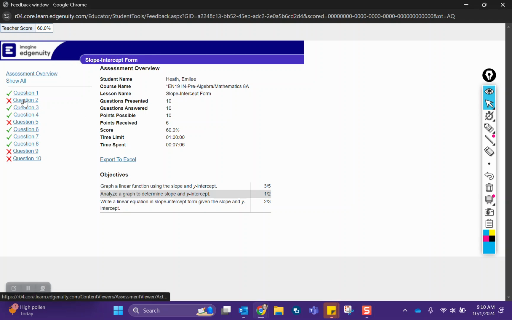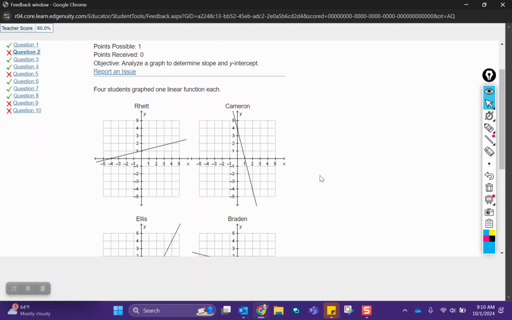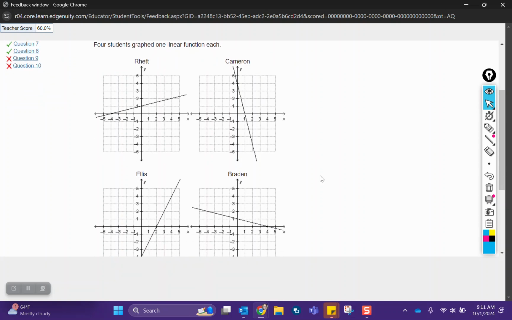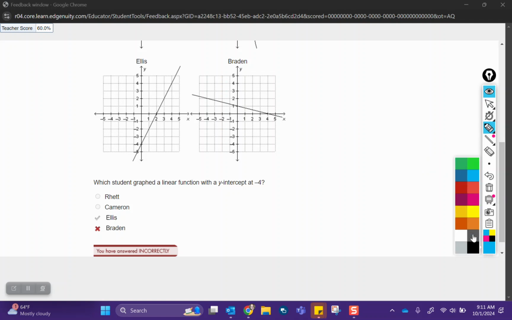Emily, I have your first quiz here, so I'm going to go over some of the questions that you missed. The first one says 4 students graphed one linear function each. Which student graphed a function with a y-intercept of -4? So the y-intercept is where the graph crosses the y-axis.